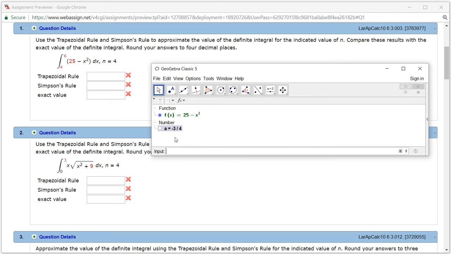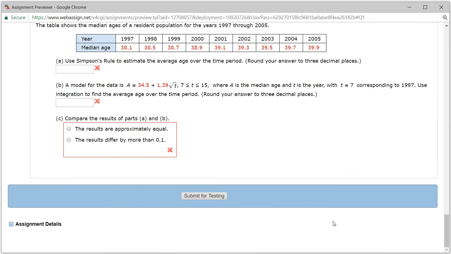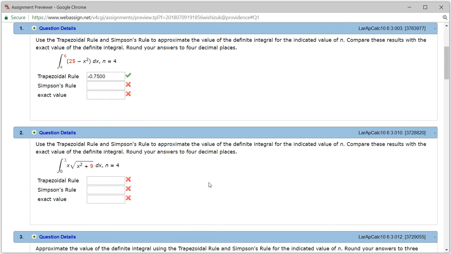That gives you the trapezoid rule, and the value came out to be -3/4. We want 4 decimal places, but it's exactly 3/4, so I'm going to put -0.75, then 0, 0 for the remaining decimal places. Let's check the answer. I'll submit for testing. It came back and looks like we got this one correctly.